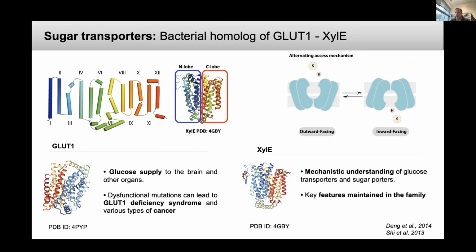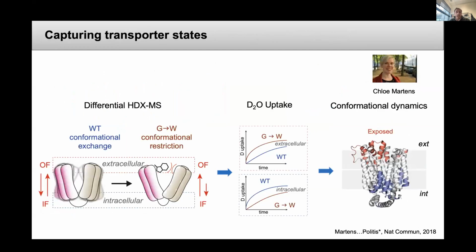What is nice about this system is that it's a well-behaving system in our hands. This is quite important for purified proteins and HDX, especially for people who are developing methodologies. But also there is a lot of structural information available, and this is key in order to be able to interpret the data. For instance, if we map the HDX data on a three-dimensional structure, it's quite important that we have available structures to see how they behave.